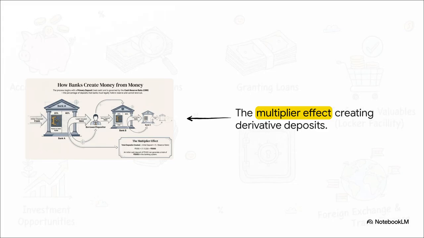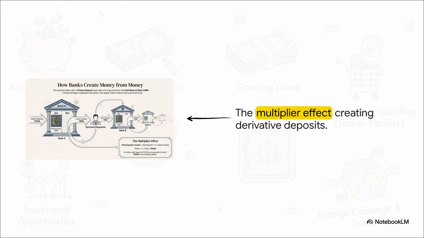But it's literally the foundation of modern banking. Let's trace how this multiplier effect actually works. Say someone walks in and deposits 1,000 rupees in cash. That's our primary deposit. Now, the central bank requires the commercial bank to hold a certain percentage of that in reserve. Let's say it's a 20% cash reserve ratio. So the bank locks 200 rupees in the vault, but it loans out the remaining 800.